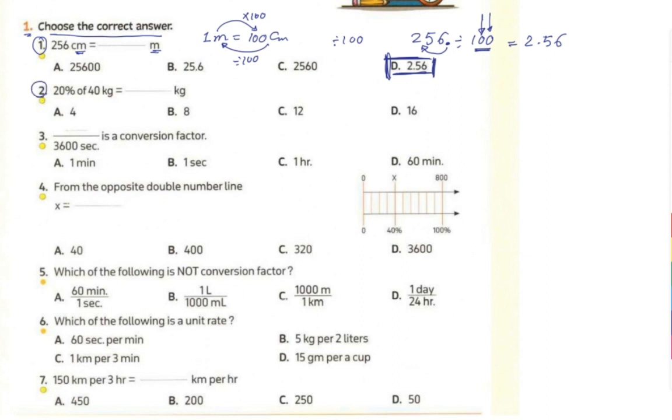Next question 2, 20% of 40 kilograms. That's easy. 20% of, that means times how many? 40, and the unit must be kilogram. There is no change of unit. Okay, so easy. I need to multiply and divide.